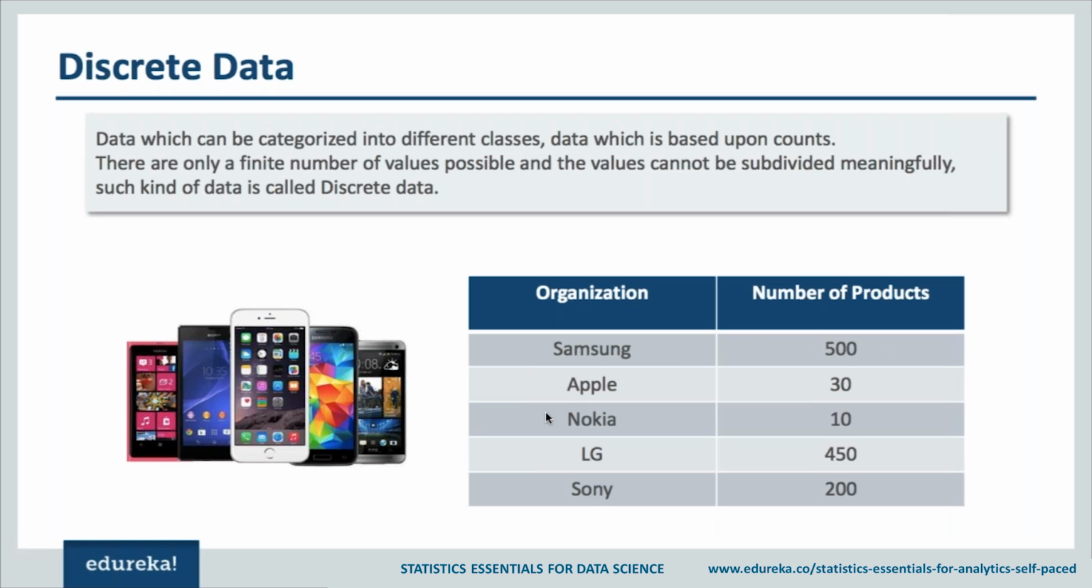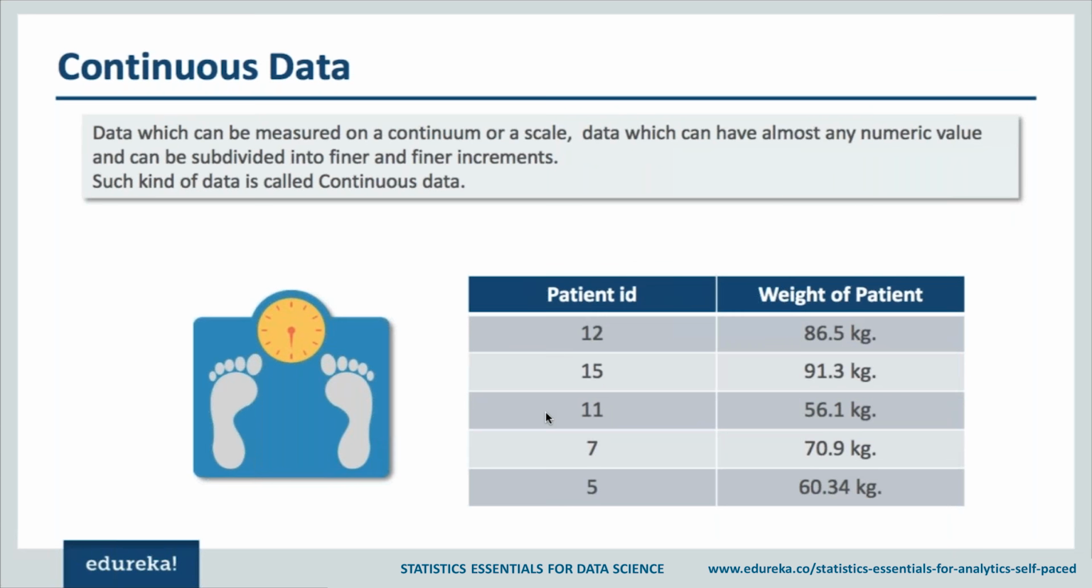You cannot further subdivide it. You cannot further change the units or something else, because that's a discrete quantity we are talking about. Unlike that, when we talk about continuous data, that also includes measurement, but that can be further divided into finer increments and modifications, or further levels.